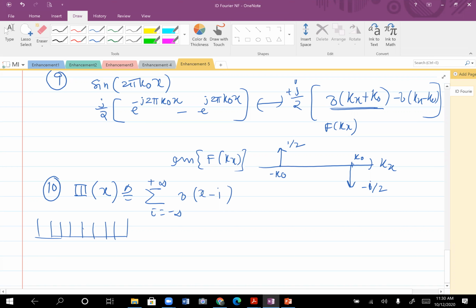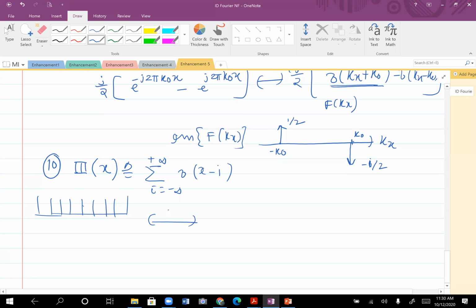Any idea on what would be the CTFT of it? Impulse train only, I think. Impulse train only, that's correct. Let me write it as the sum over i varying from minus infinity to plus infinity. Then what here? Delta of kx minus i. That's right. Delta of kx minus i. So how could I write it? This is nothing but the comb function or Shah function, or impulse train, of simply kx.